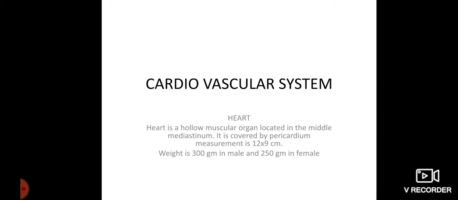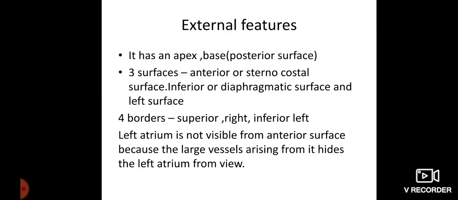It is covered by a pericardium, which is a protective cover for the heart, and it measures about 12 by 9 centimeters. 12 centimeters is the length and 9 centimeters is the width. It weighs about 300 grams in males and 250 grams in females. Regarding its external features, it has an apex, a base, 4 borders and 3 surfaces.